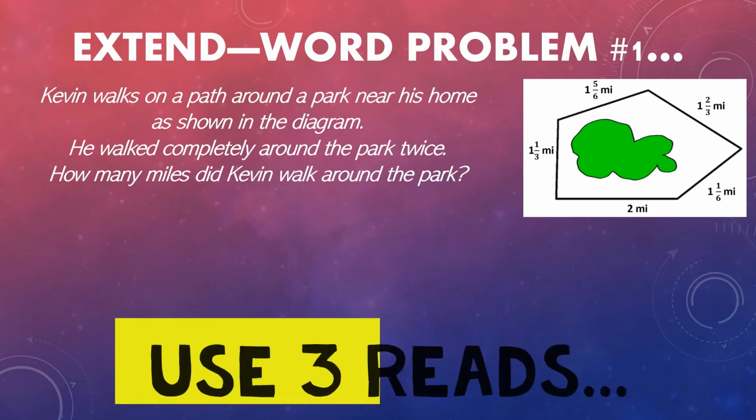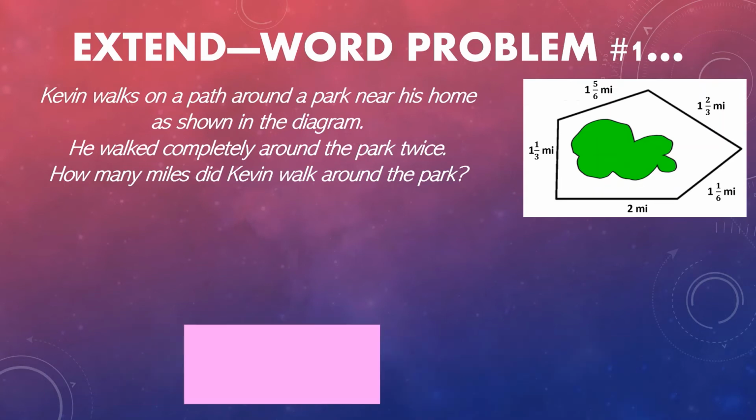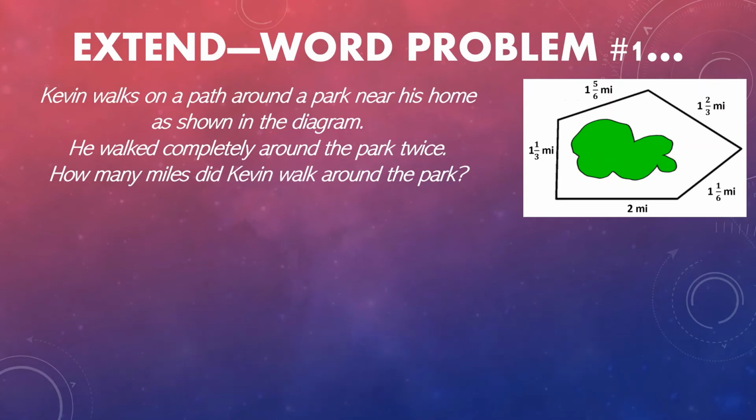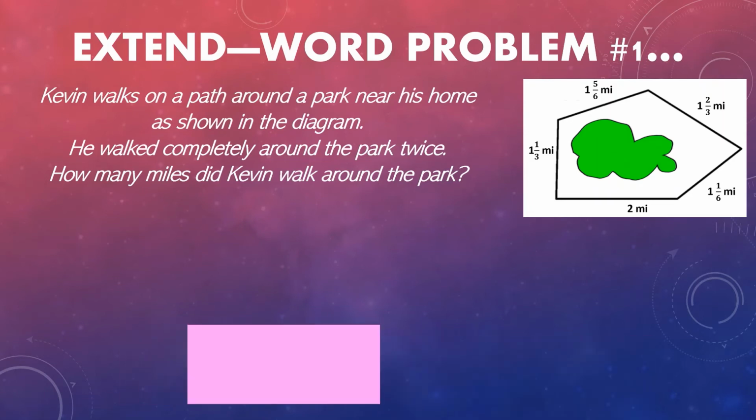When I solve word problems, I always use the strategy called 3 reads. I read it the first time just to understand what the problem is talking about and what it's asking. Then I'm going to read it again 1 sentence at a time, and this is when I'm going to start drawing diagrams, gathering information from each sentence, including numbers and units, and try to organize that information to help me solve the problem. So I'm going to apply my second read right now.